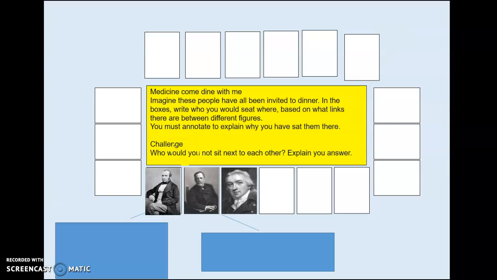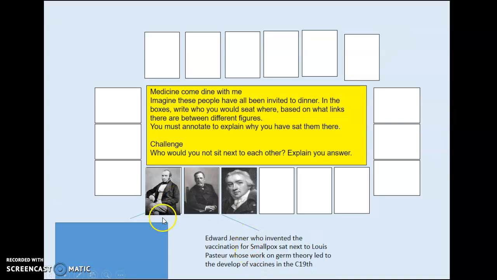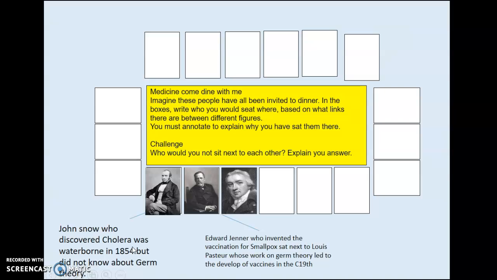To give you an example of what I would like, let's look at these three figures. For example, I've put Edward Jenner here, and I've put him next to Louis Pasteur. As an annotation, I've written Edward Jenner, who invented the vaccination for smallpox, sat next to Louis Pasteur, whose work on germ theory led to the development of vaccines in the 19th century. Then, next to Louis Pasteur, I've put John Snow, who discovered cholera was waterborne in 1854, but did not know about germ theory, hence sitting him next to Louis Pasteur.